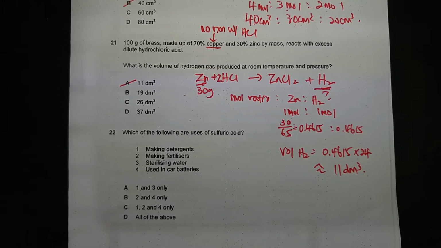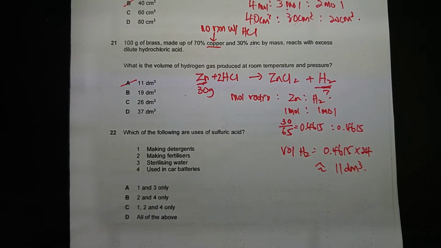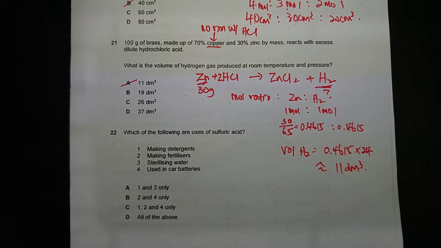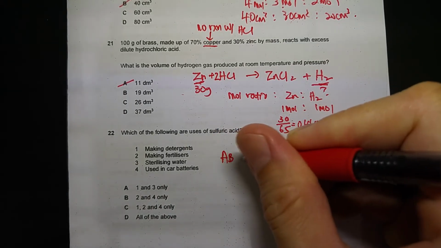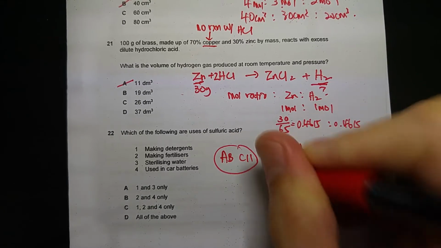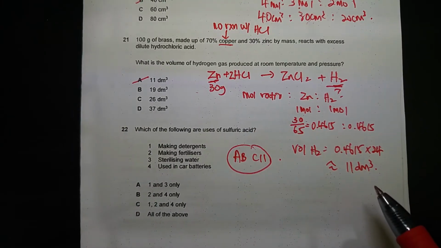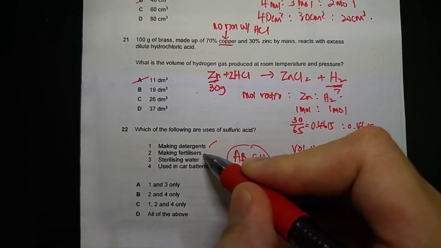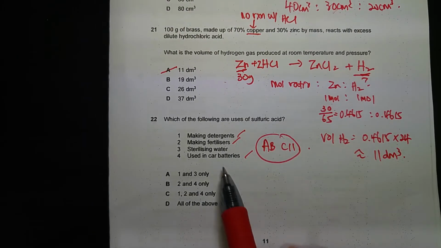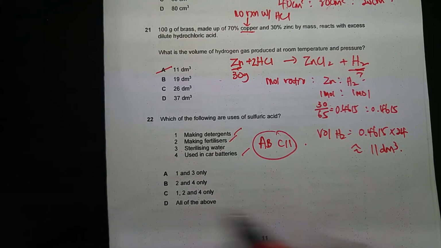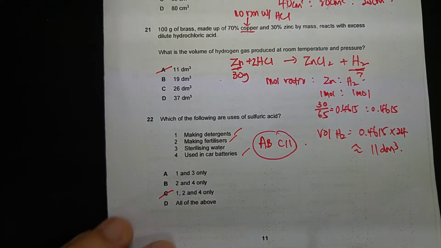Okay. 22. Which of the following are uses of sulfuric acid? Now this one is in the acid bases chapter, chapter 11. Sulfuric acid is used to make detergent, fertilizer, as well as car battery. It isn't used to sterilize the water. So C.